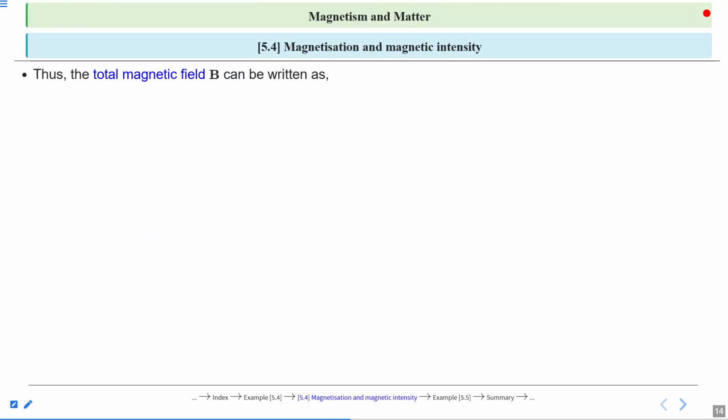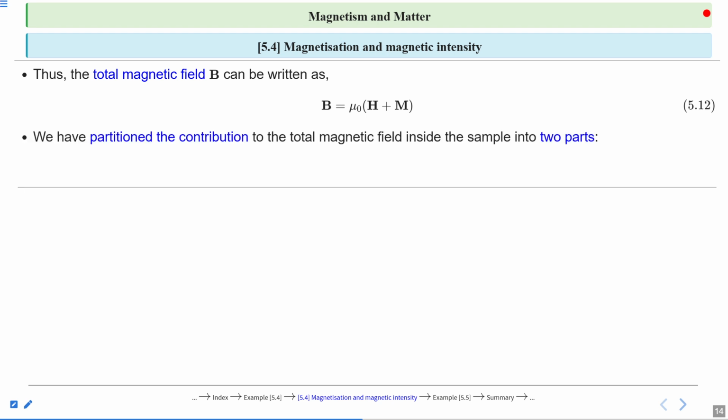Now, how can the total magnetic field B be written? The total magnetic field can be written as B equal to mu naught, taking mu naught as common, as I have already mentioned, times H plus M. This is the total magnetic field when a material core is inserted in the interior of the solenoid. Mark it as 5.12.